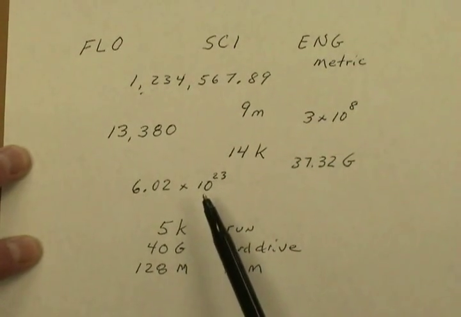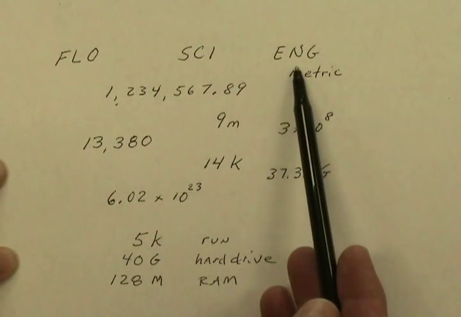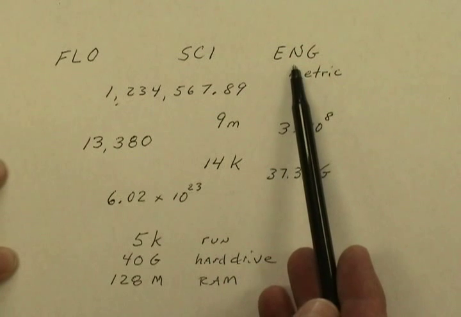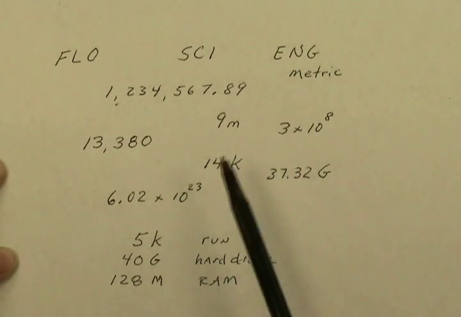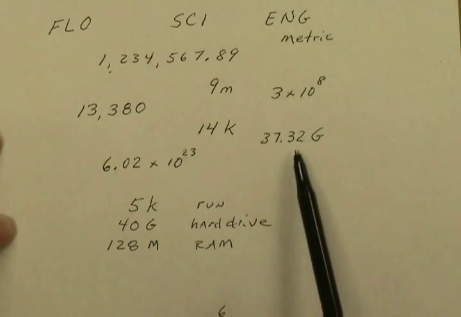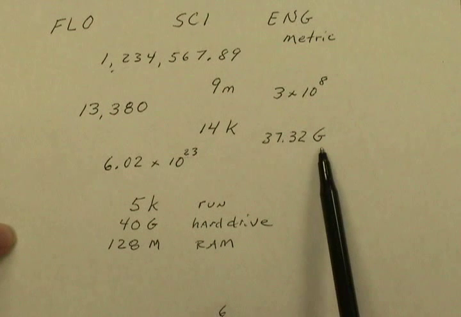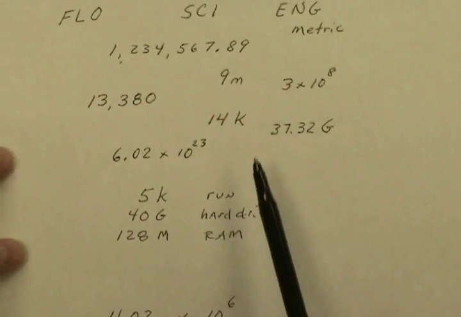But another way to write numbers out, especially in a science or electronics class, is with engineering notation, also called metric notation. And here's some examples. 9 milli, or 37.32 capital G for gig, 14K, and you'll learn what those numbers mean.